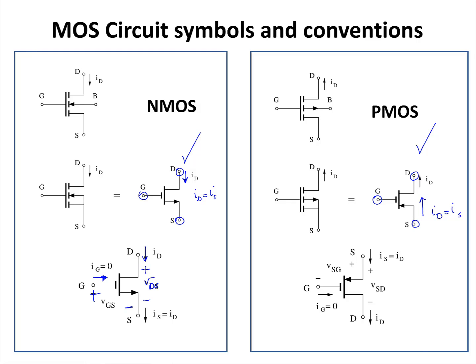For the case of PMOS, we are going to switch the subscript of the voltages. In other words, we are going to label the source to drain voltage as VSD and the source to gate voltage as VSG. Again, no current flows from the gate to the substrate in a PMOS transistor. ID or IS flows from source to the drain.